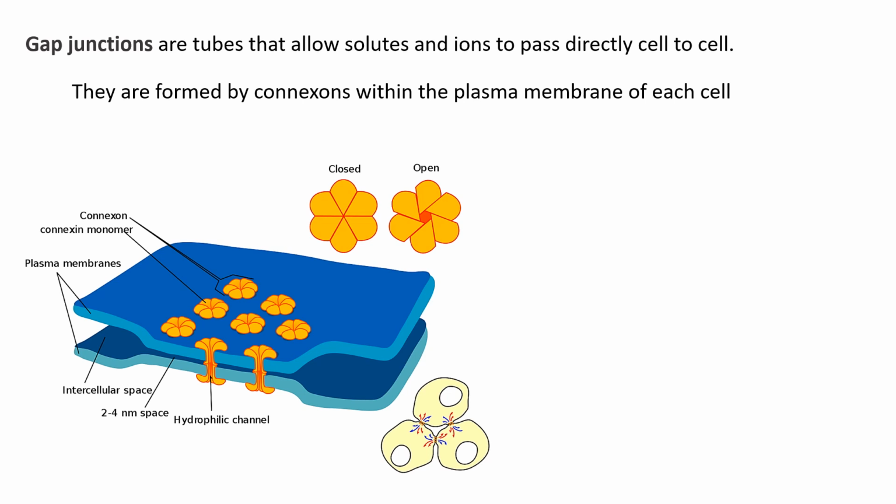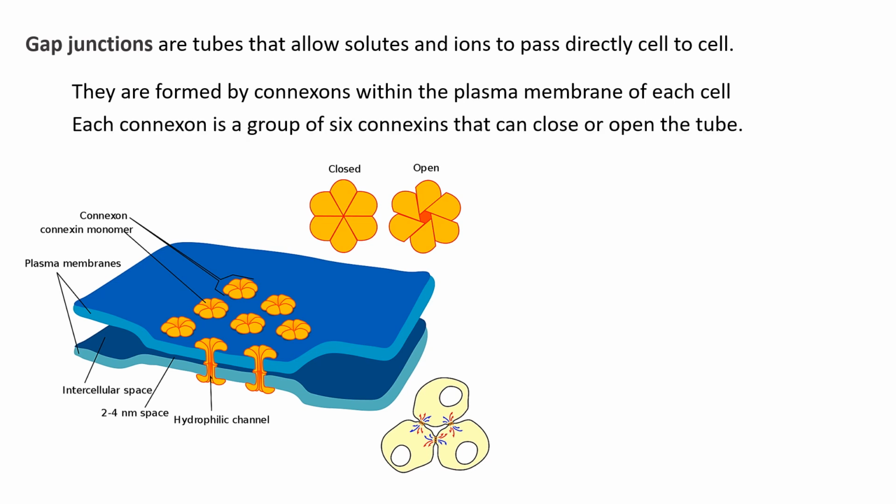The connexons are made up of 6 connexin proteins. And they work, it always reminds me a bit of a camera shutter, to open and close. So each connexon is a group of 6 connexins. Those connexins can close or open the tube between the two cells.